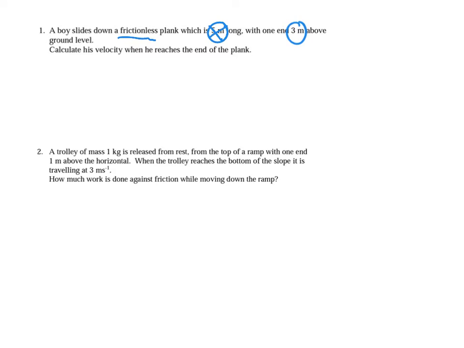What we have then is gravitational potential energy converting to kinetic energy. So it's only the height that would matter there. In terms of what we know, the height is 3 metres, and that's it. We're being asked the velocity. We don't know the mass, but what we do know is that the potential energy it had at the top will equal the kinetic energy it has at the bottom.